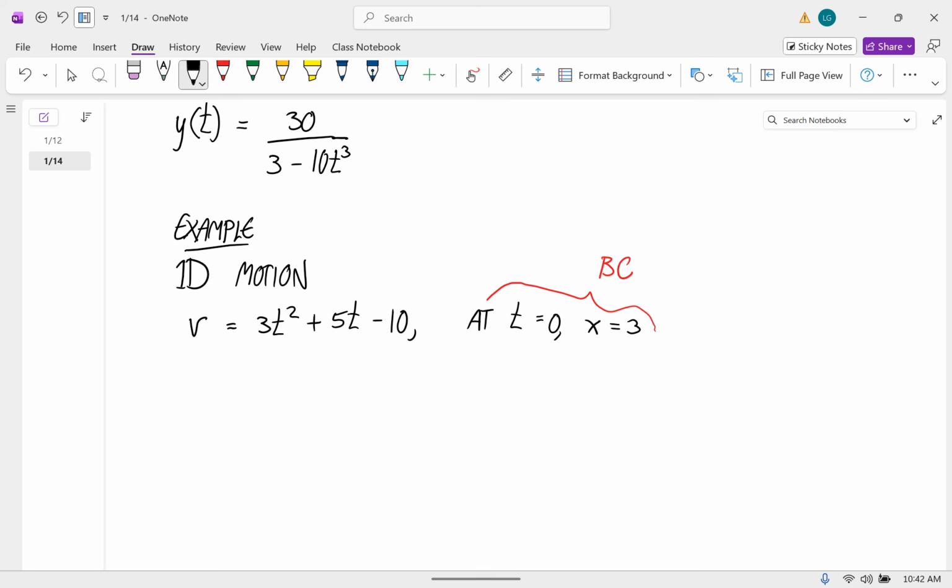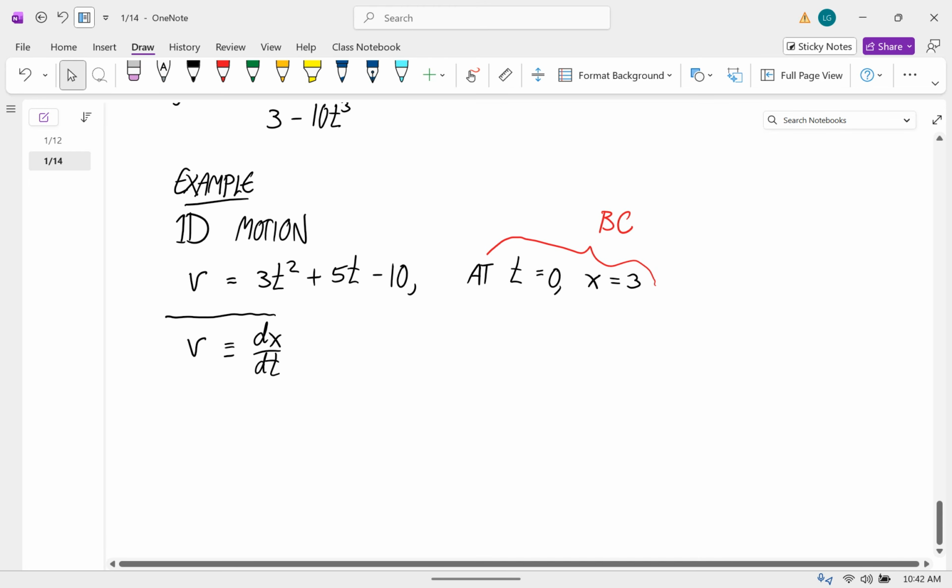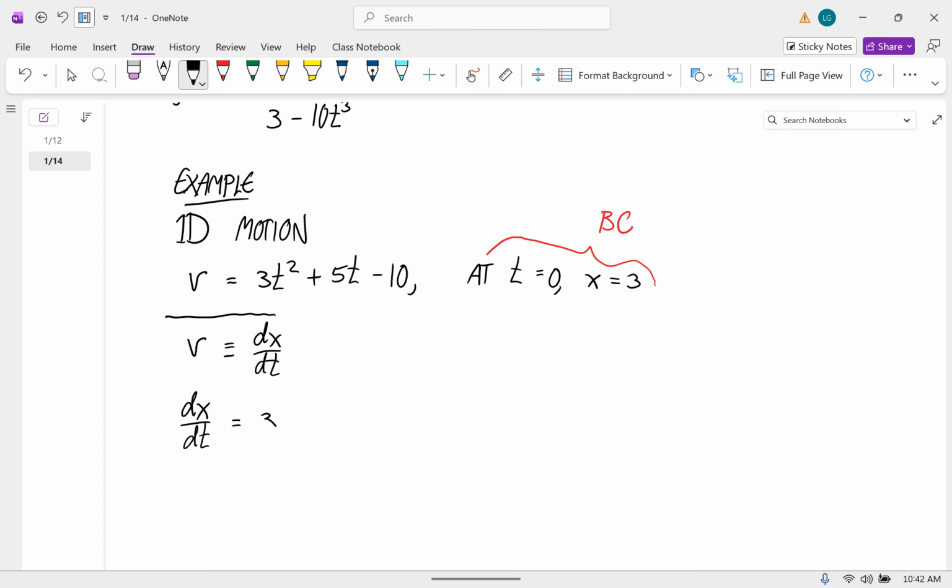And we're always going to be keeping these boundary conditions. You'll always get them, yeah. So, okay. First, we have to figure out how this is a differential equation at all. So we're going to use the definition that says v is equal to dx dt. That's a definitional relationship. And so I'm going to rewrite this as dx dt is equal to 3t squared plus 5t minus 10.